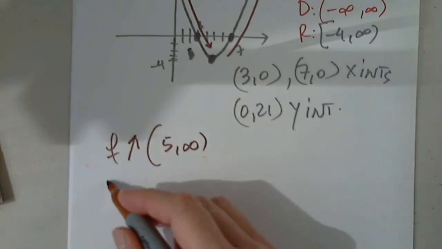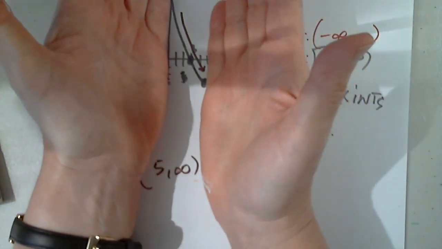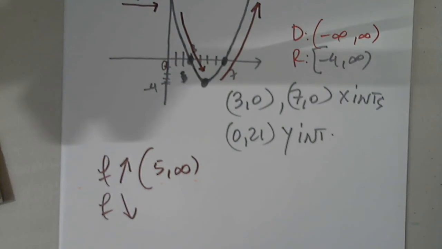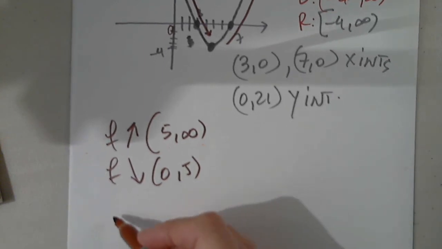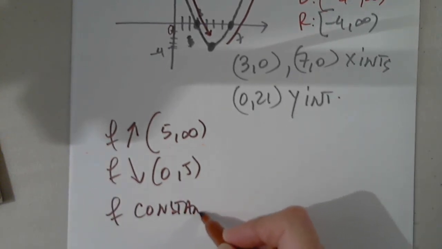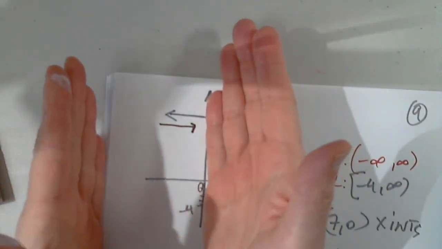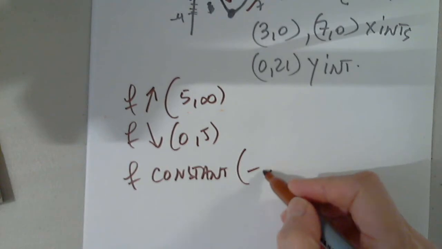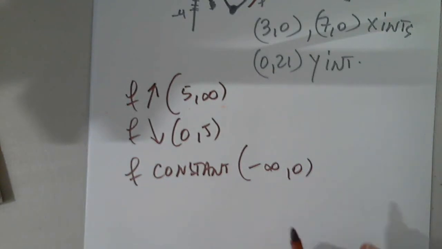Intervals for which f is decreasing. F is decreasing from 0 for x till 5 for x. From 0 to 5 for x. Then intervals on which f is constant. F constant for which x values? From -infinity to 0. On -infinity to 0, the function is constant. Notice that all these are open intervals, parentheses, not brackets.